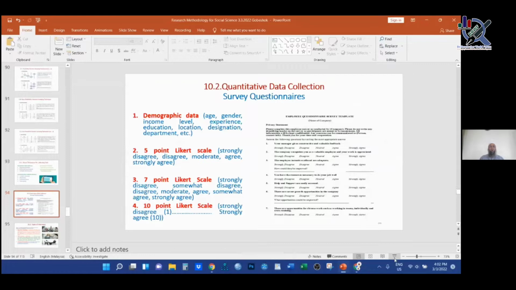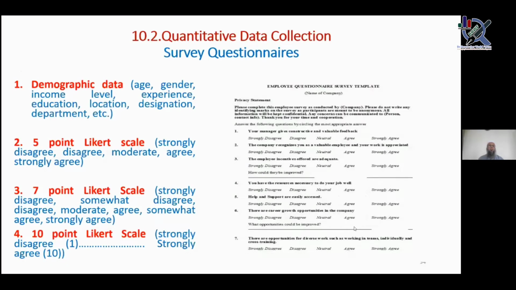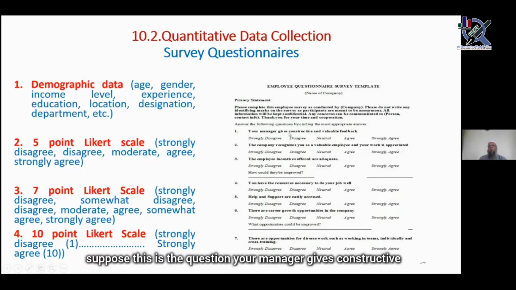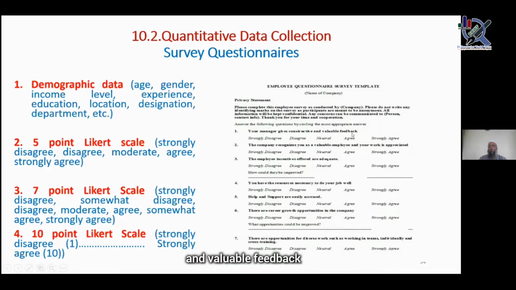Quantitative data collection or survey questionnaires: demographic data like age, gender, income level, experience, education, location, designation, department. This is called the demographic data. Okay, this is a questionnaire, and suppose this is the question: your manager gives constructive and valuable feedback. Strongly disagree, neutral, agree, and strongly agree. We used to develop our questionnaire like this.